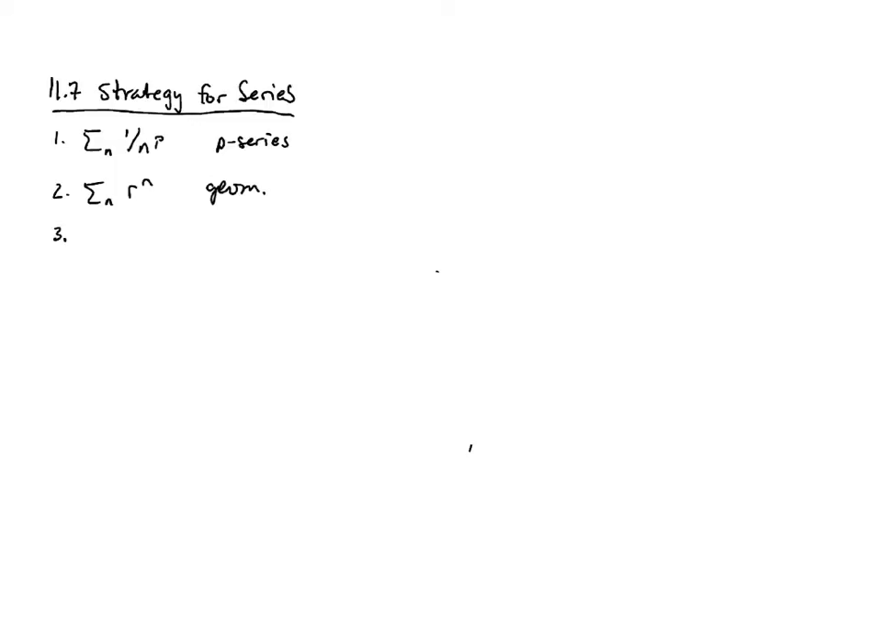Items 1 and 2 are cases where you immediately know what to do with the series, so do that thing. Item 3 says that if your series looks like it really wants to be a p-series or a geometric series, then you should use the comparison test or the limit comparison test with the series that your series looks like it wants to be. In a minute I'm going to go through some examples so that we can see exactly what I'm thinking about with these.